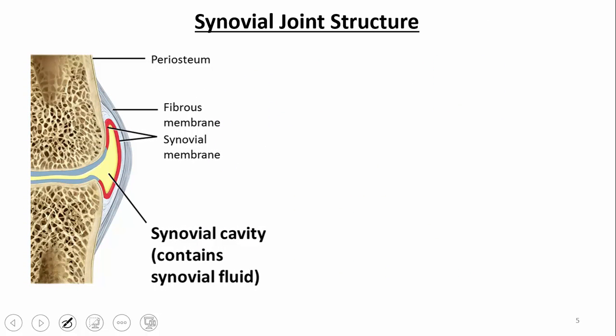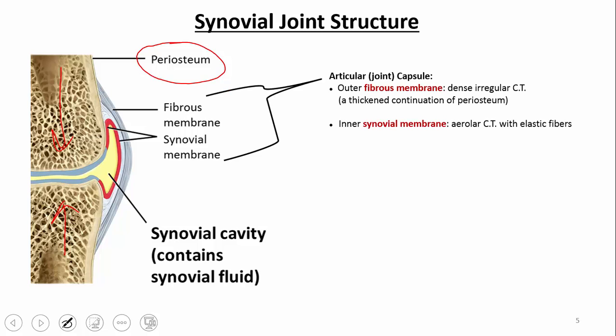Okay, let's talk further about the synovial joint structure. You can see that we have our two articulating bones here, one at the top and one at the bottom, and we have the periosteum, which is the outer covering of the bone. Then you'll notice that we have three main parts we want to hone in on. The first is the articular capsule, which is composed of the fibrous membrane and the synovial membrane. The outer fibrous membrane is composed of dense irregular connective tissue. It's a continuation of the periosteum. And then the synovial membrane, or the inner membrane, is composed of areolar connective tissue, a little more elastic.